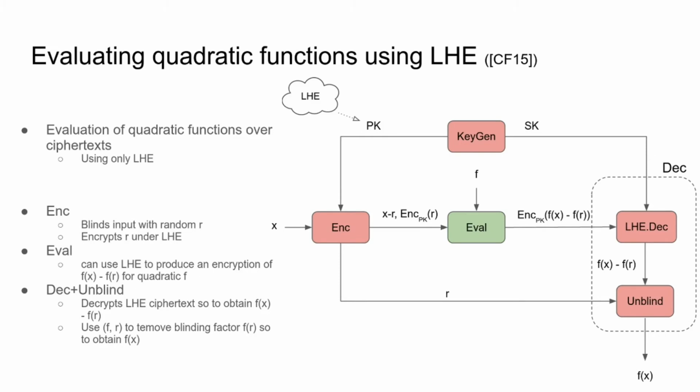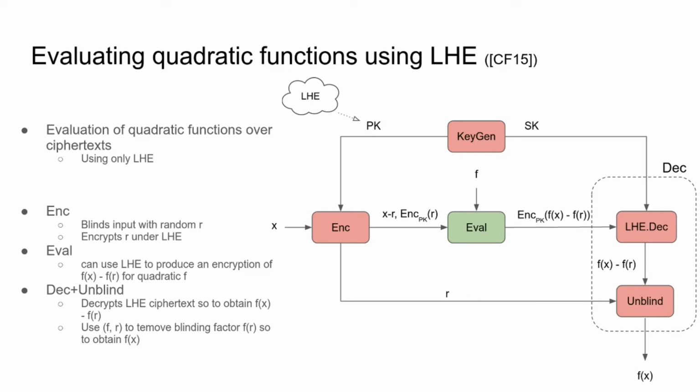Catalano and Fiore proposed a technique for evaluating quadratic functions using linearly homomorphic encryption. The idea is that to encrypt a value x from a certain finite ring, like for example the integers modulo a prime, one can sample certain randomness r uniformly from the ring and define the ciphertext as x minus r and a linearly homomorphic encryption of r.